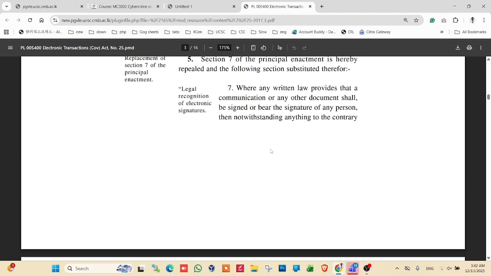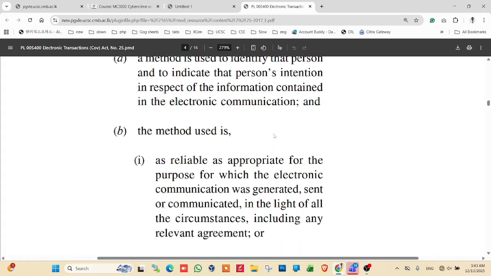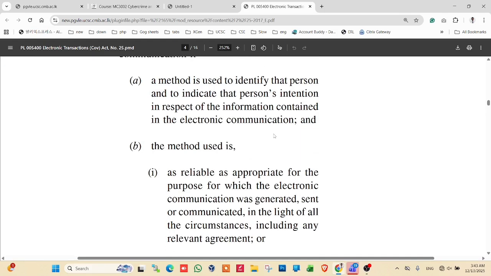So there are two conditions that you have to meet. The first one: if you have any document, and you have to ascertain that this is a valid electronic signature, you have to meet section 7 subsection A. Subsection A clearly says a method is used to identify that person and to indicate that person's intention in respect of the information contained in the electronic communication. If you can't establish this, that is a ground for dismissal, right?